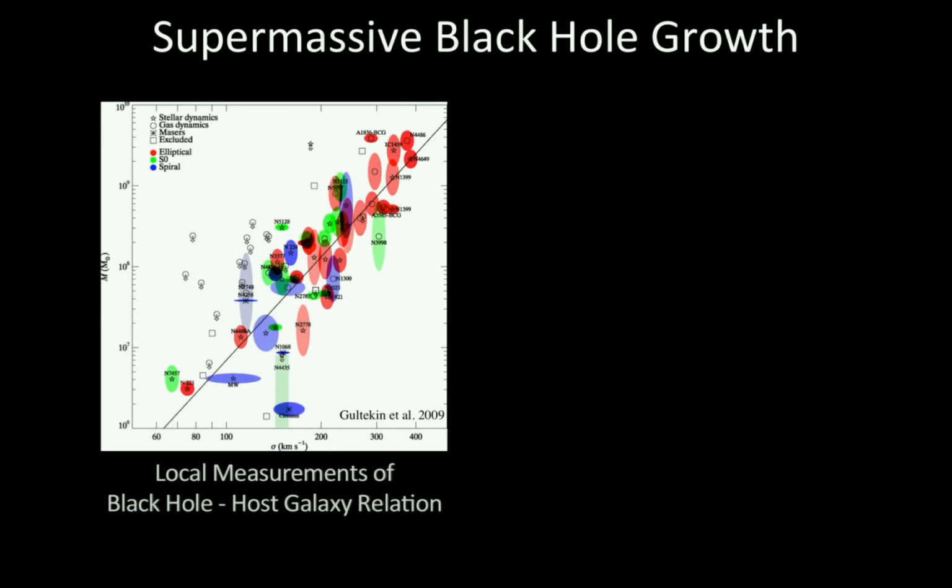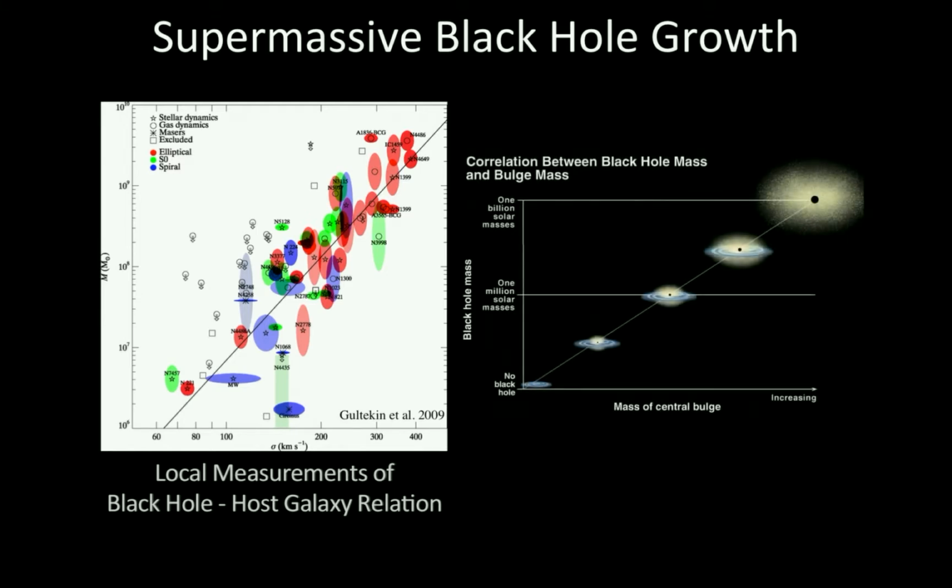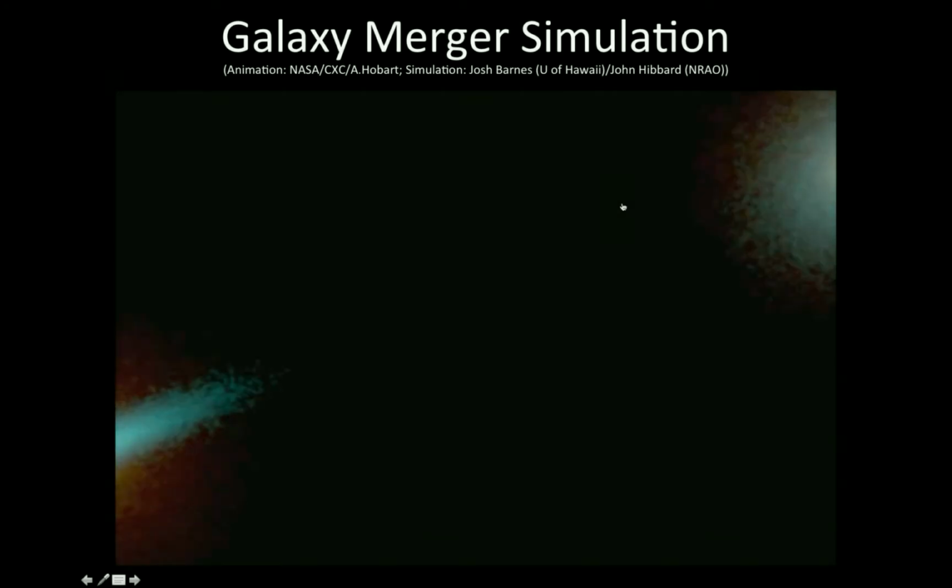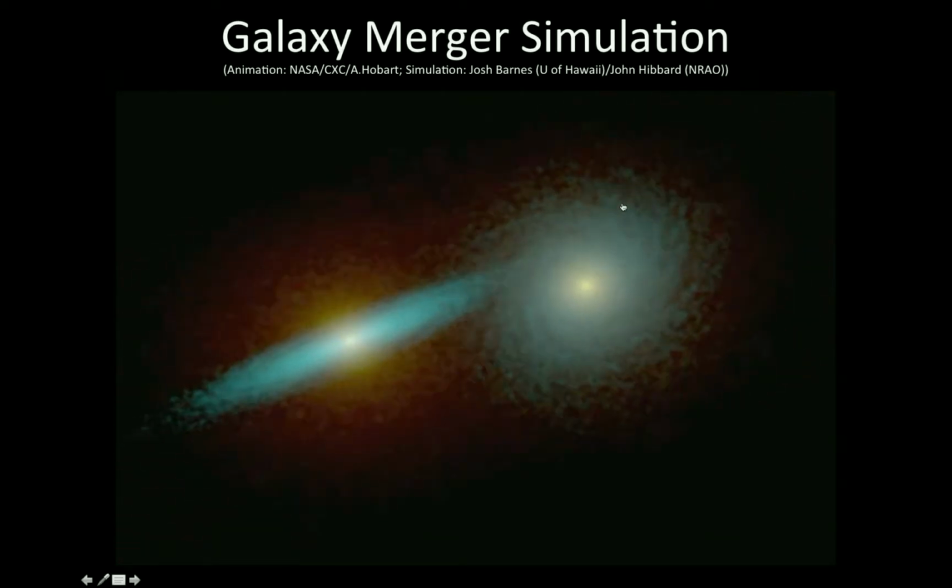In the local universe, we observe a link between the masses of central supermassive black holes and the galaxies that host them. Here I'm showing a plot of central black hole mass versus the velocity dispersion of the host galaxy. Thus, as a result of galaxies merging through cosmological time, we expect that the supermassive black holes they host grow this way as well. Now in this next simulation, we will see two galaxies merge.